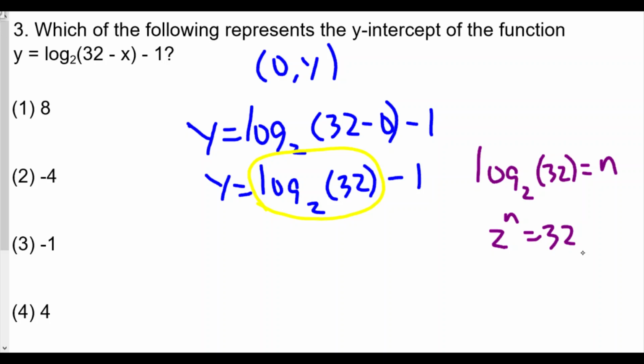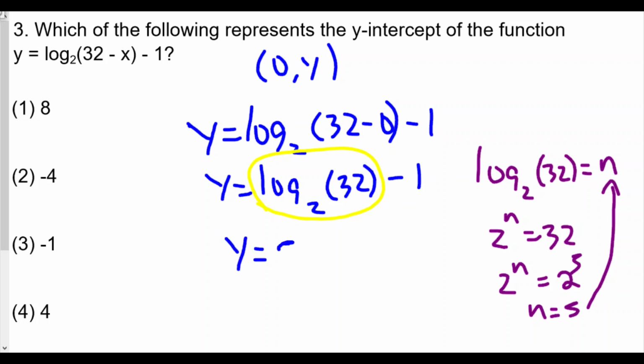Now 32 can be written as 2 to the 5th. So 2 to the n is 2 to the 5th power, which means n equals 5. Now that means that log base 2 of 32 is also equal to 5. So y is equal to 5 minus 1, because don't forget that minus 1, we get our y-intercept equal to 4, which is choice 4.